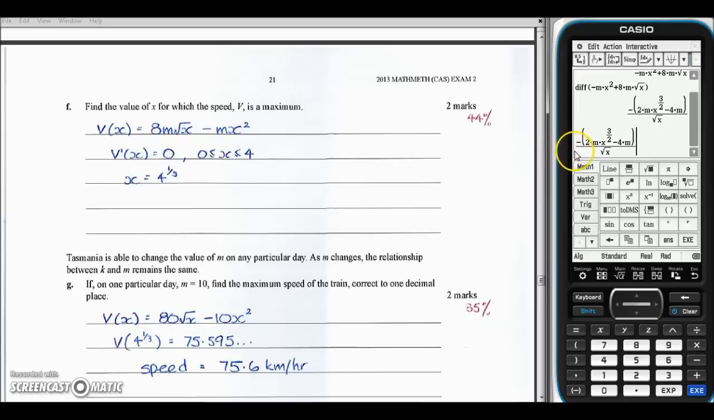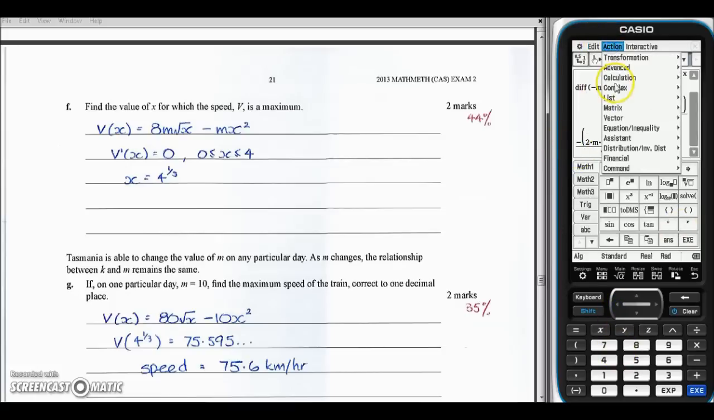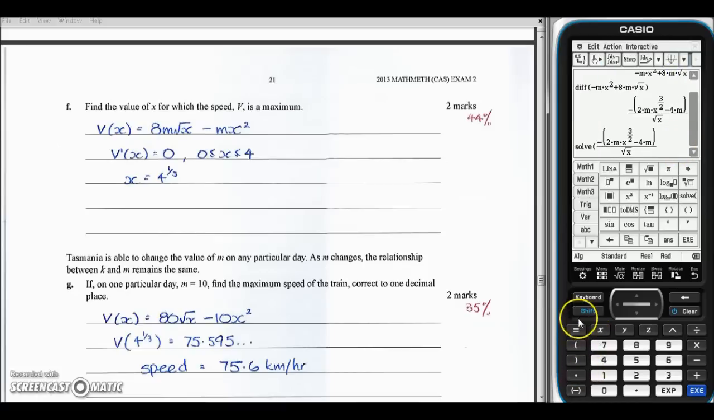This is a good opportunity to show you how to do it the other way. If we differentiate and then we set it equal to 0 and solve, which doesn't really take very much longer. And we do have to show similar working in the calculator, so it's not a bad way to do it. We end up with x equals 4 to the 1/3. Working should look something like that.